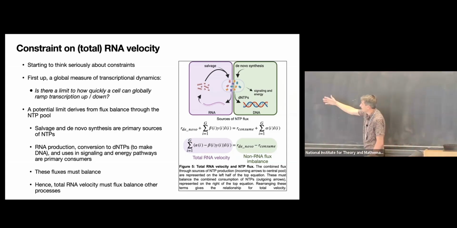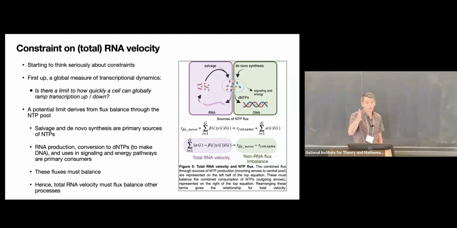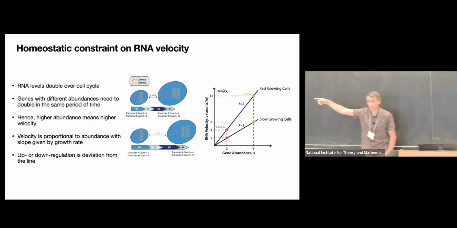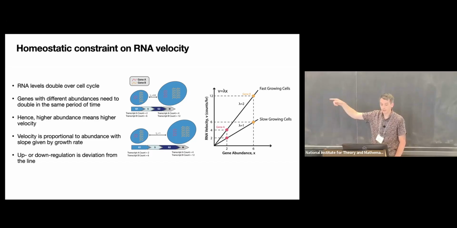So I started thinking, as that growth rate goes up, what happens to the constraint on the velocity of mRNA in the cell? And that led us down a different path to say, okay, let's think about it in general. This is actually ancient biology, but somehow has been left out of the RNA velocity framework. There's a homeostatic constraint on the RNA velocity in the cell. When cells grow, they double in volume and they double their RNA content. So a gene that starts out with 2 transcripts by the end of the cell cycle should have 4 transcripts.